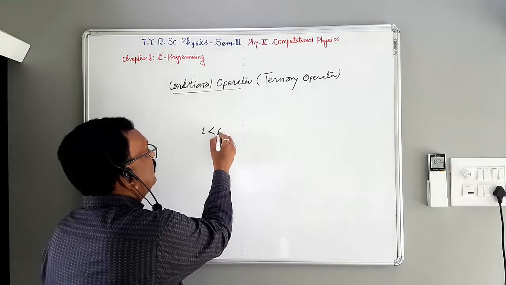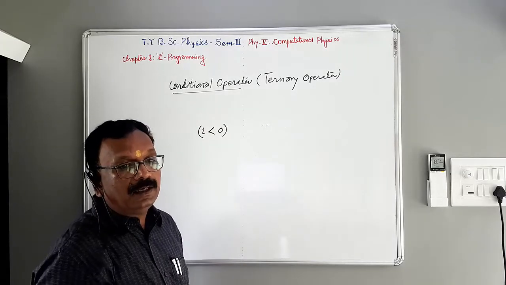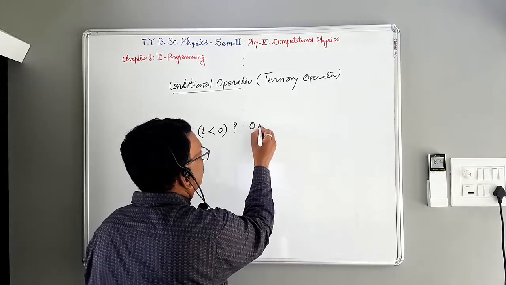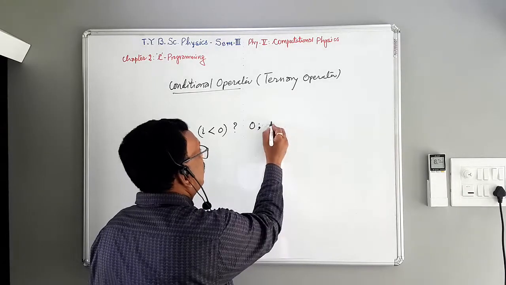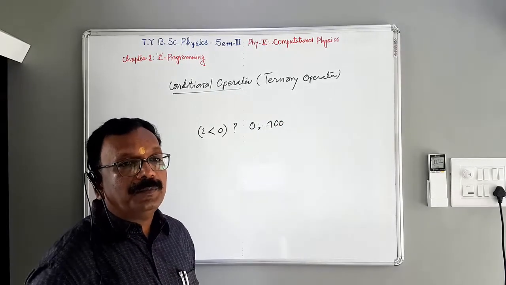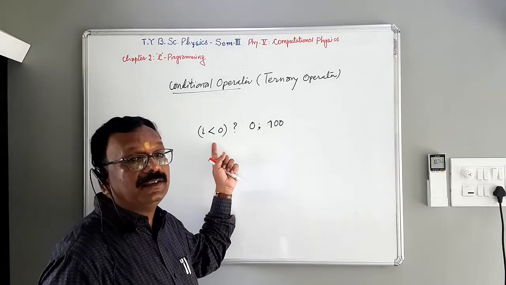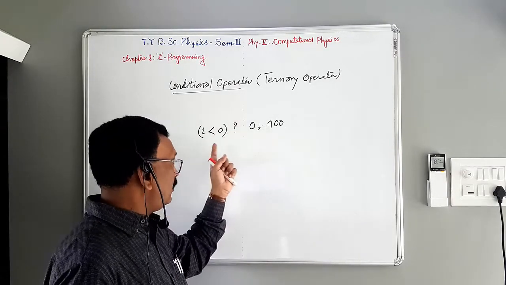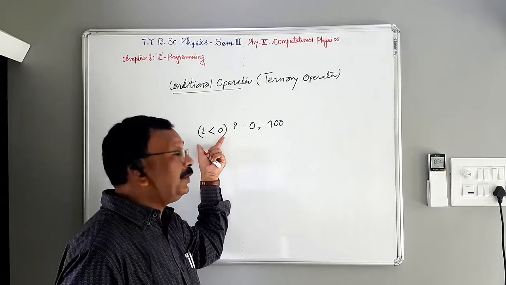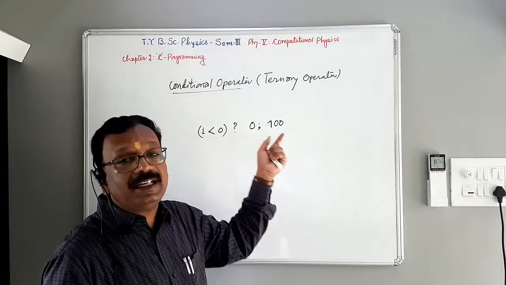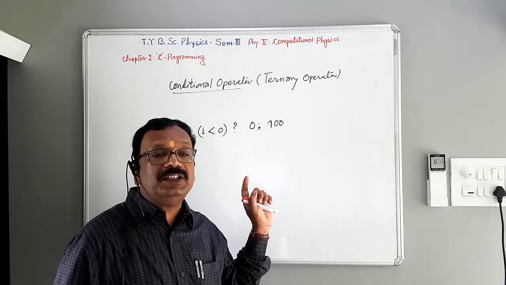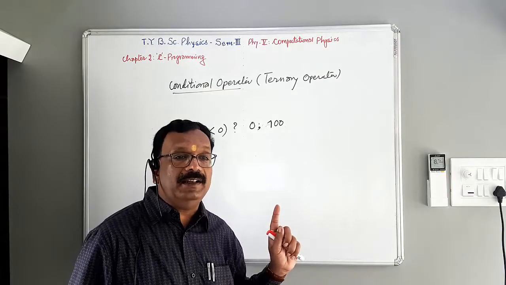I assume i is an integer variable: i < 0 ? 0 : 100. This is an example of the conditional operator. Here, this is the expression. In this conditional operator, this expression is executed first, and if it is true, then the entire statement takes the value 0. Otherwise, if i is not less than 0, the conditional operator takes the value 100.